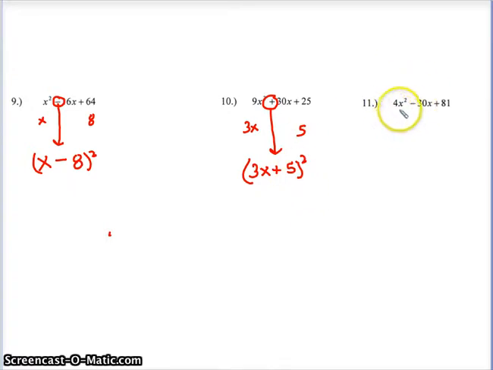Okay, last one. Take the square root, it's 2x, and take the square root of the back. That is 9. If I multiply these two together, I get 18 and then double it. Ooh, I do not get negative 30x. This is not an example of a perfect square trinomial. This one will not factor. This one is what we call prime.